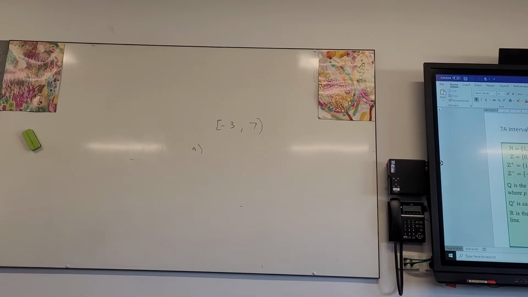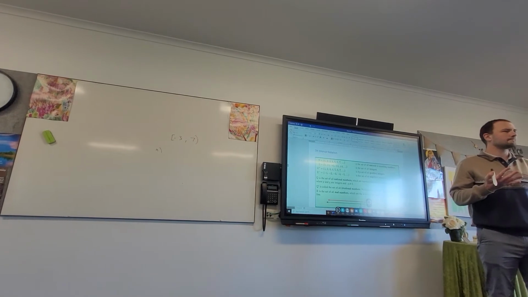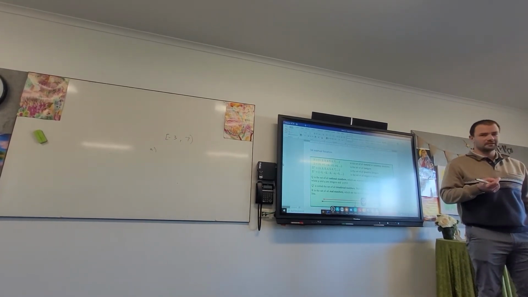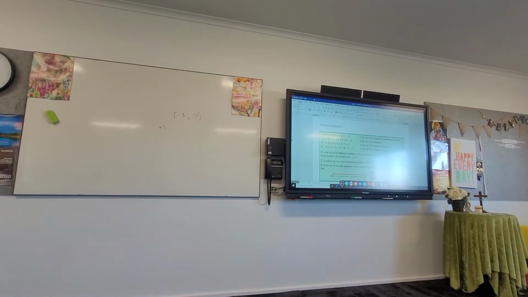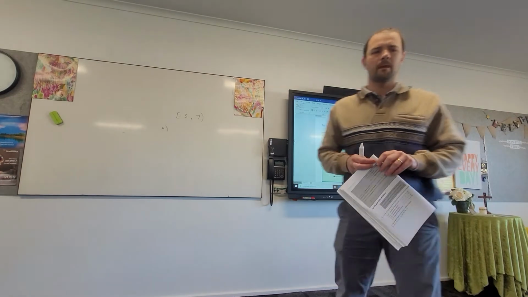Complex numbers. So term 4 is a pretty short term. There are 5 weeks. 5 weeks is basically what we've got to get through this unit. So complex numbers is just chapter 7. We will be using our blue book there.